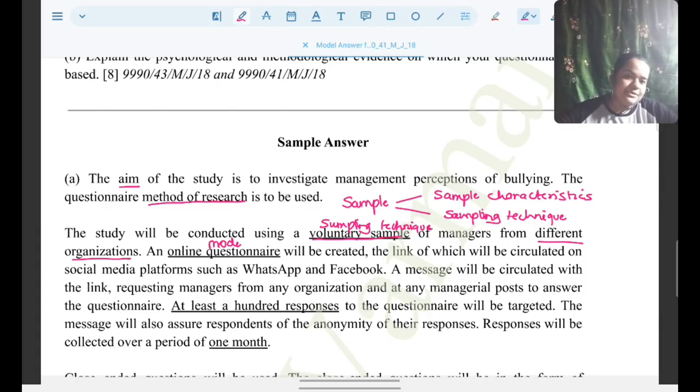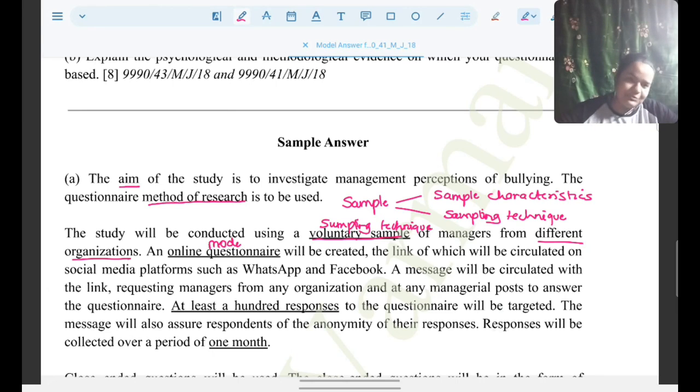So when I'm saying it's going to be a voluntary sample, exactly how am I going to acquire this voluntary sample? I have made it clear with this statement, where I have mentioned that I'm going to have an online questionnaire and I'm going to circulate that questionnaire on social media platforms, where there's going to be a link, and anybody, any manager from any organization can answer that questionnaire. At least 100 responses is what I'm targeting.